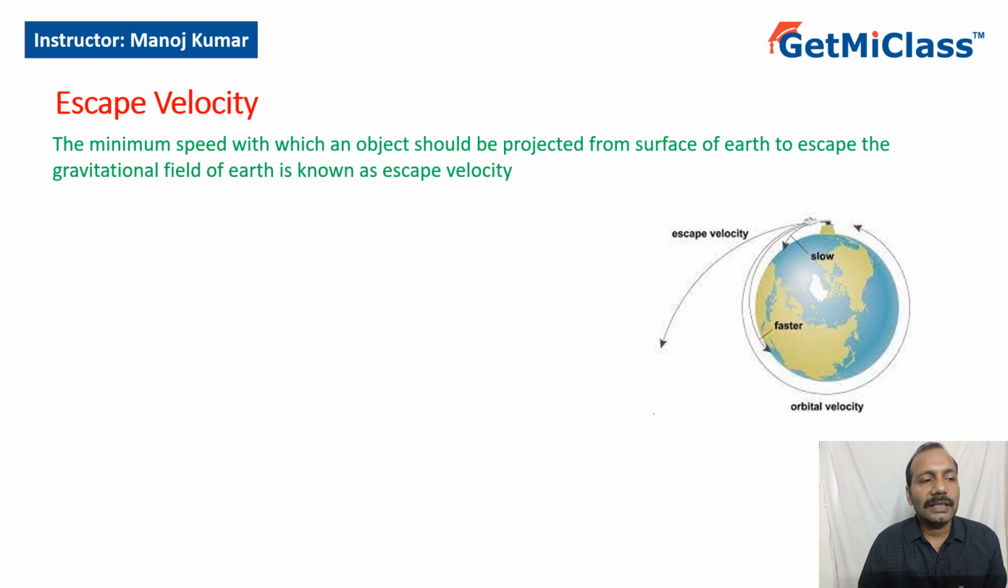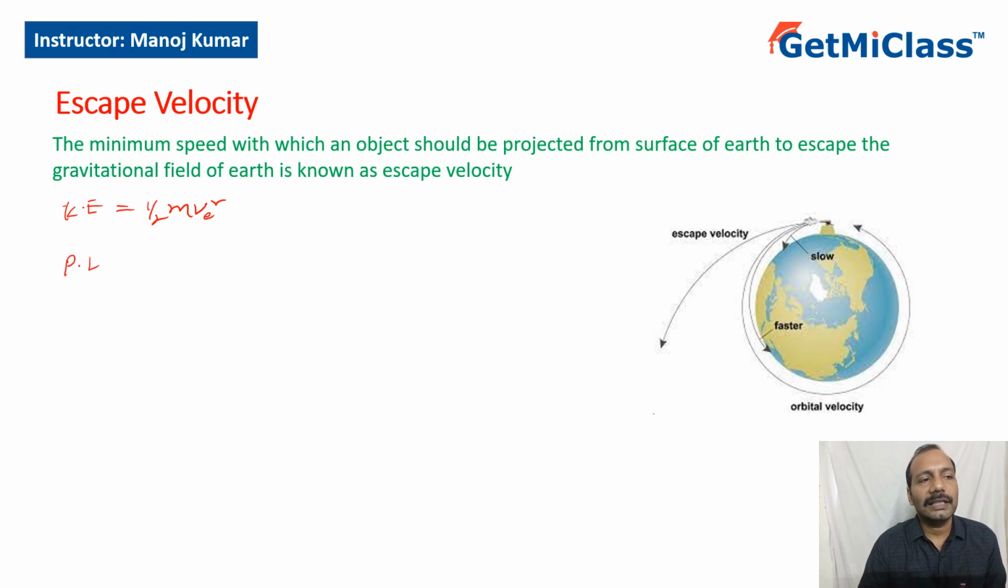So I'll use the conservation of energy principle to derive an expression for escape velocity. Now at the surface of Earth, let's say I give a velocity equal to escape velocity to the object. Then the kinetic energy would be, I can write, half m into v square. m is the mass of the object which is imparted a velocity equal to escape velocity.